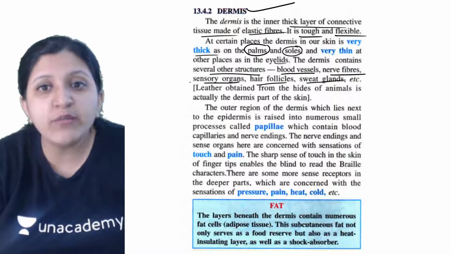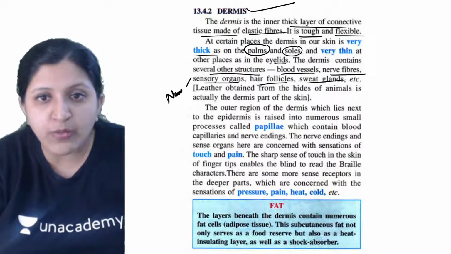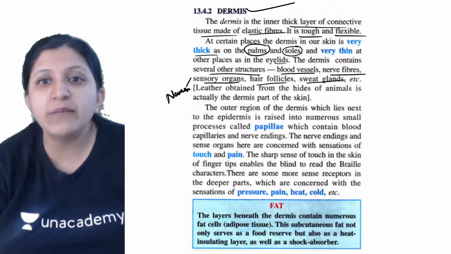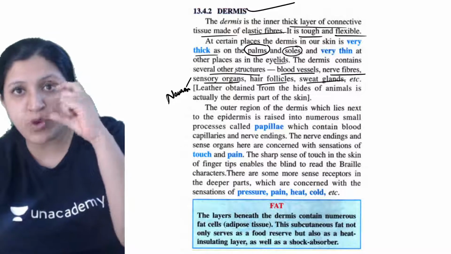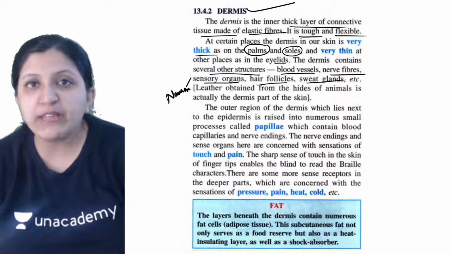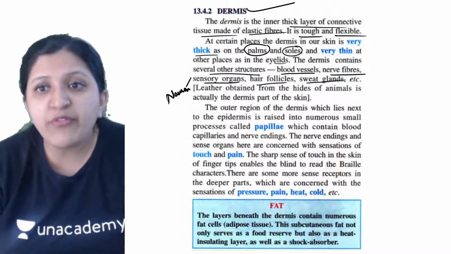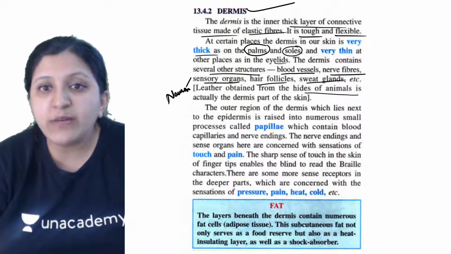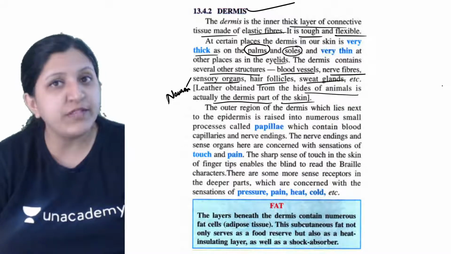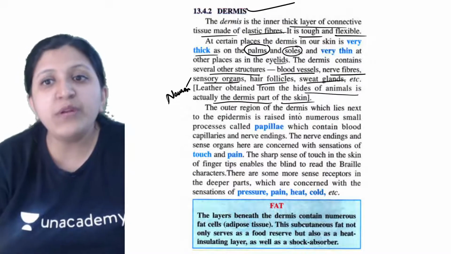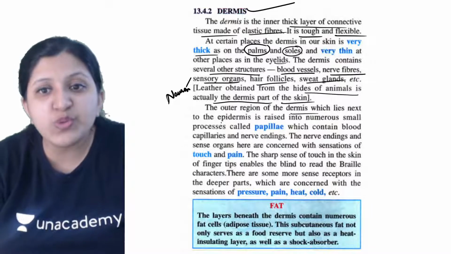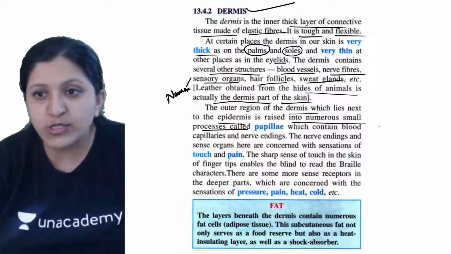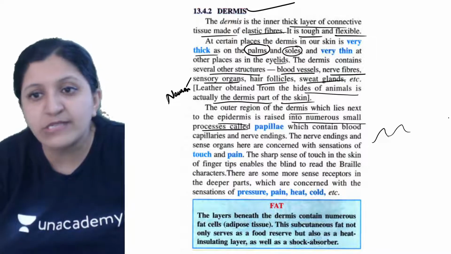The sensory organs, with respect to neurons, can be found there. So the dermis contains several other structures: the nerve fibers, the sensory organs, then hair follicles and sweat glands. The leather obtained from the hides of animals is actually the dermis part of the skin itself. Then the outer region of the dermis, which lies next to the epidermis, is raised into numerous small processes.